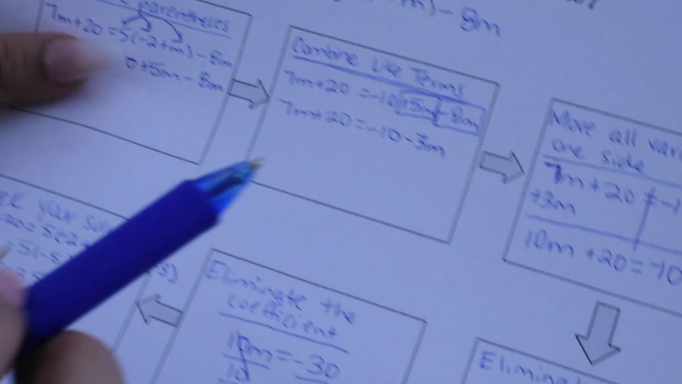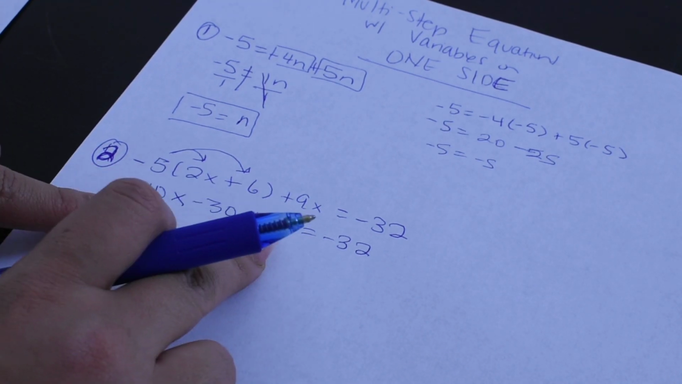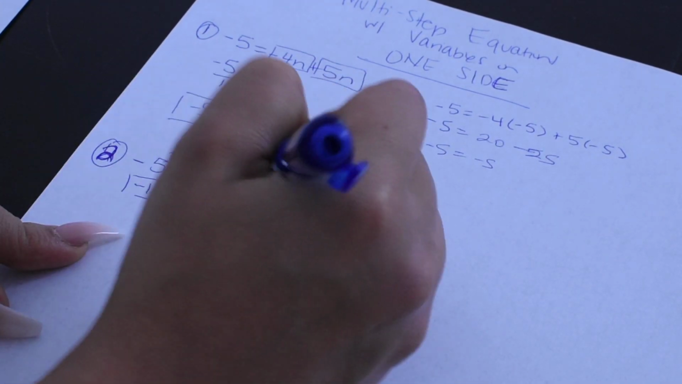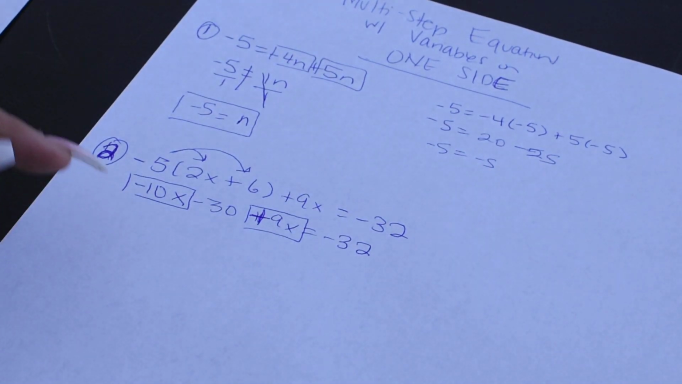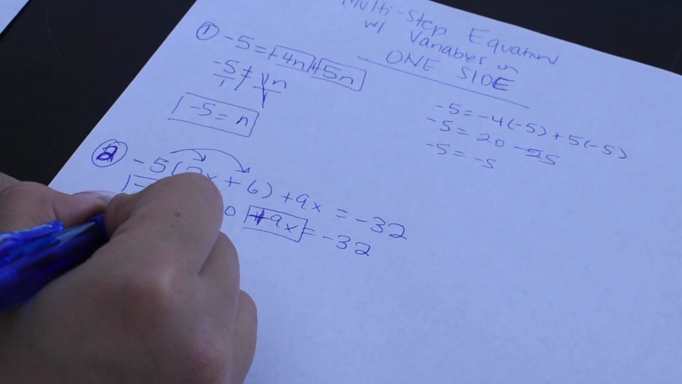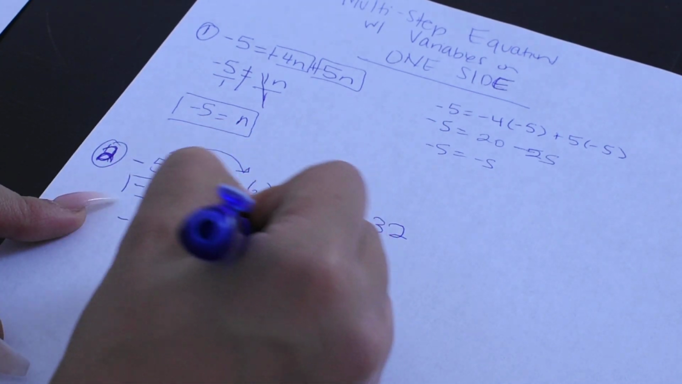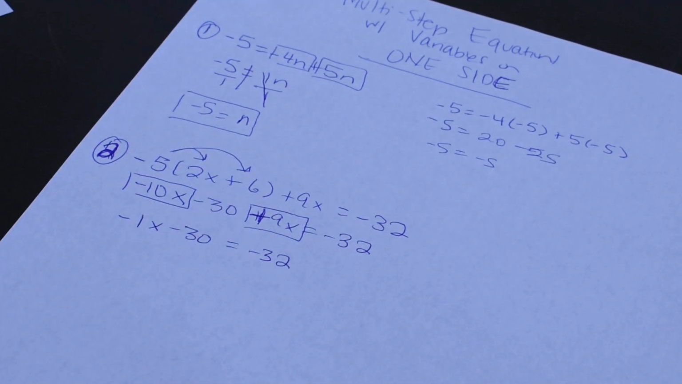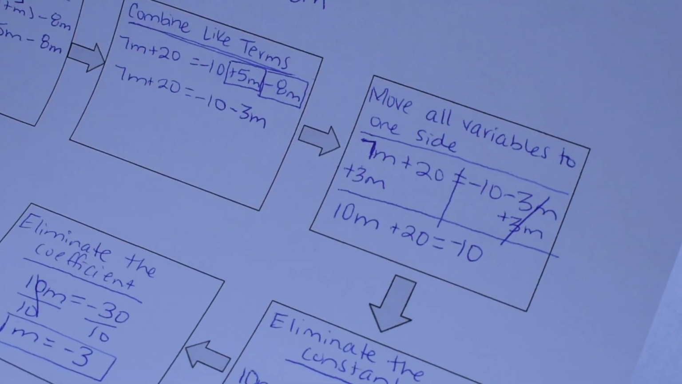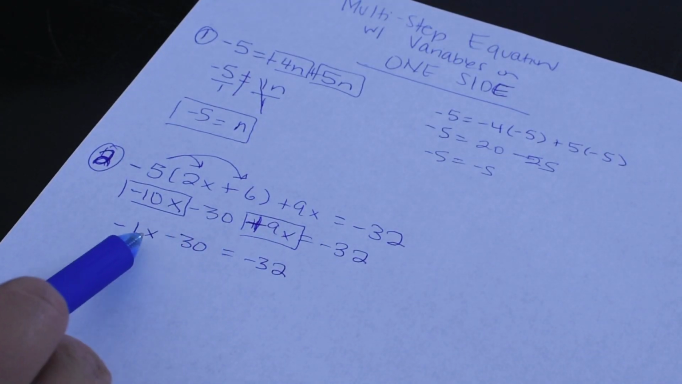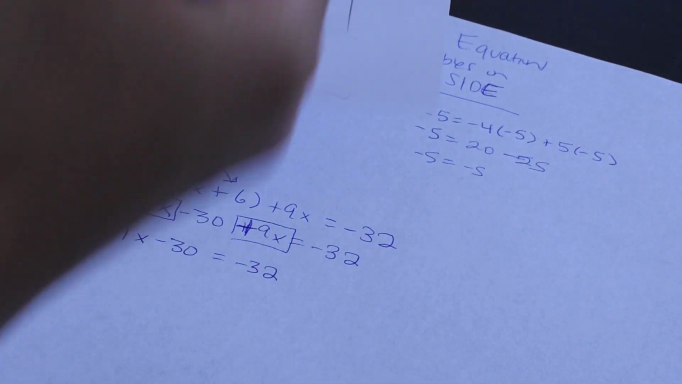Okay, I distributed. My next step, combine like terms. Okay, on my left side, I do have like terms. I have this x and I have this x here. I'm going to combine those. Ooh, I got to include that sign, sorry. That's a positive sign. All right, so -10x plus 9x, I know is -1x. Bring down your -30 equals -32. All right. Now my next step is to move all variables to one side. This one, all my variables are already on one side. Remember, we're doing variables on one side, so we're gonna skip this step most of today.